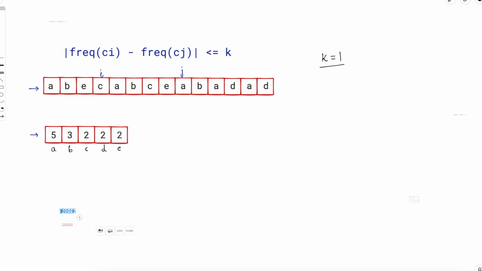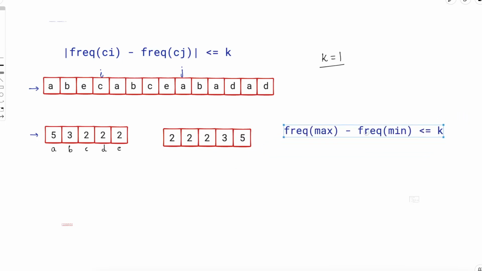So let's sort the array first, because the order doesn't matter, right? If you sort the array, and you need to make sure the difference between every two values is less than or equal to K, isn't it sufficient to make sure that the difference between the first and the last value is less than or equal to K? Because if that is less than or equal to K, any other pair you take will surely be less than or equal to K. So now, instead of solving the inequality frequency of C of I minus frequency of C of J less than or equal to K, we will simply solve the inequality frequency of max minus frequency of min should be less than or equal to K, right? So instead of this, we will now work with this.